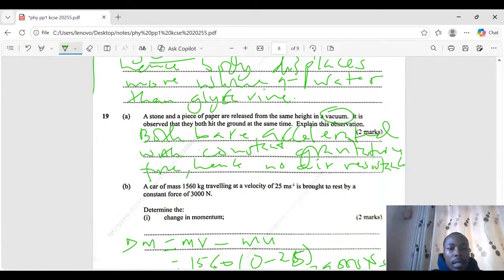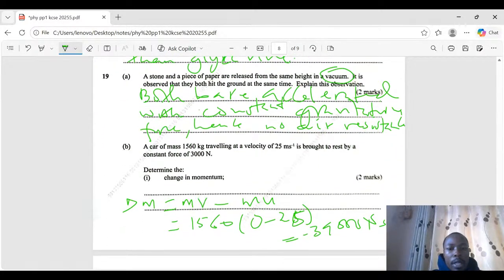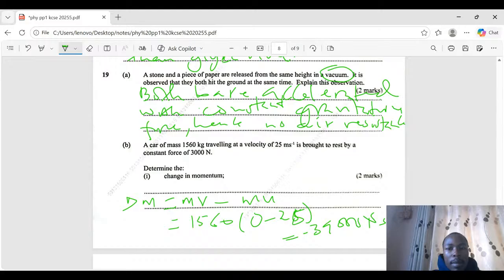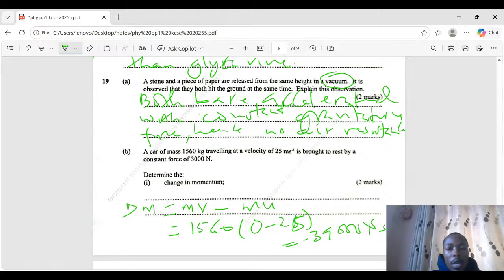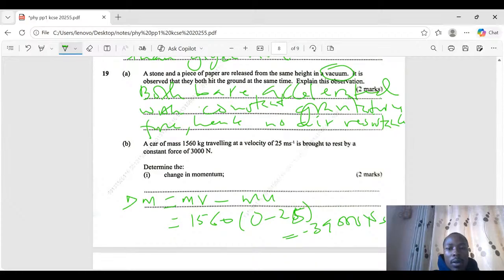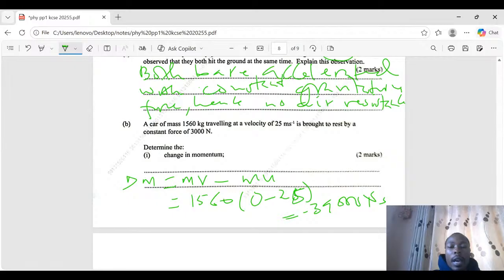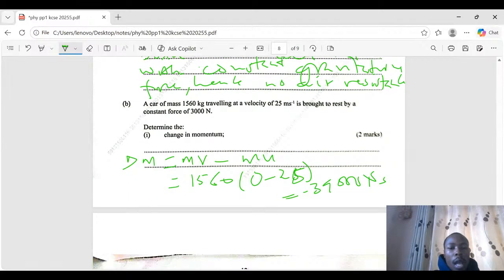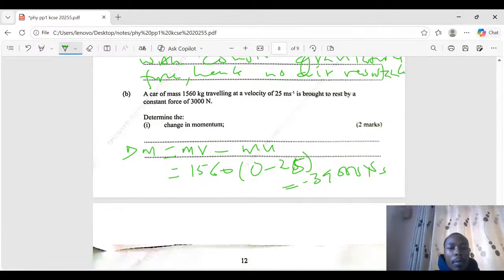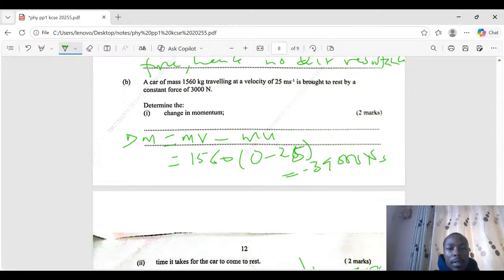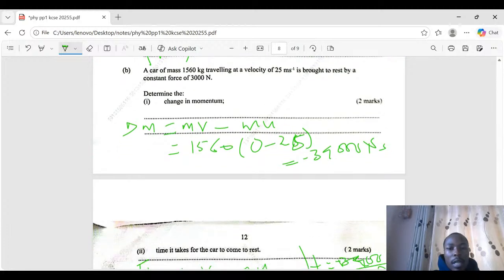Then number 19, a stone and a piece of paper are released from the same height in a vacuum. The keyword is vacuum. Remember, in a vacuum there is no air resistance. So both will reach the ground at the same time because there will be no air resistance.